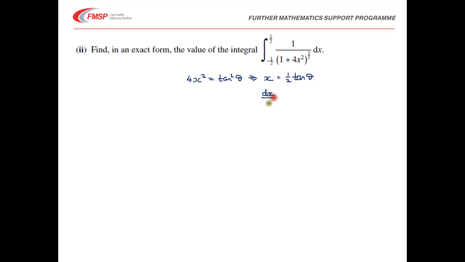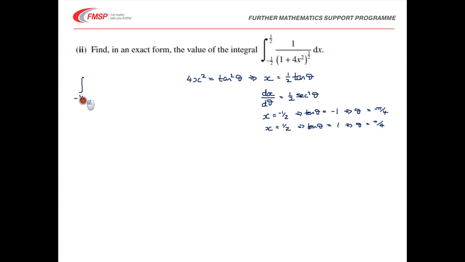Having done that, it's just like your core work. Differentiate that and I get a half sec squared theta. That's in the book, you don't need to remember that. X is minus a half, implies that tan theta is minus 1, and therefore that theta is minus pi over 4. And if x is plus a half, then tan theta is 1 and theta is pi over 4. I've now got all the information that I need.